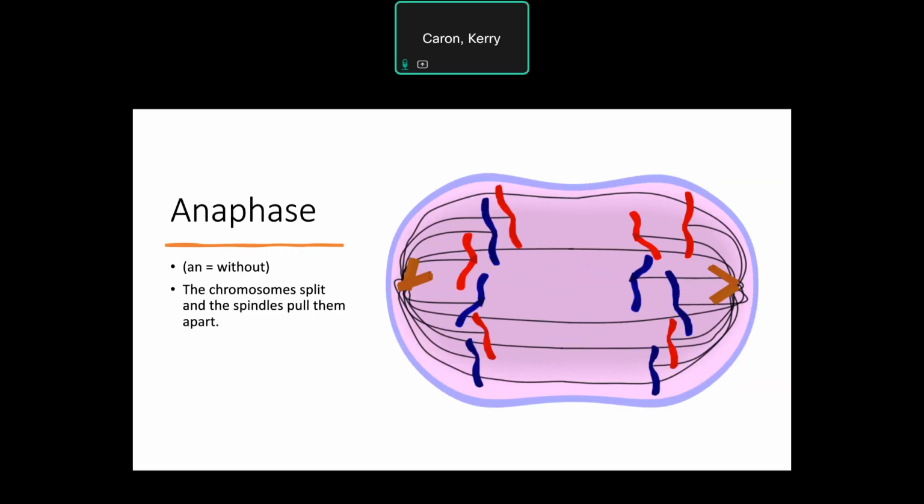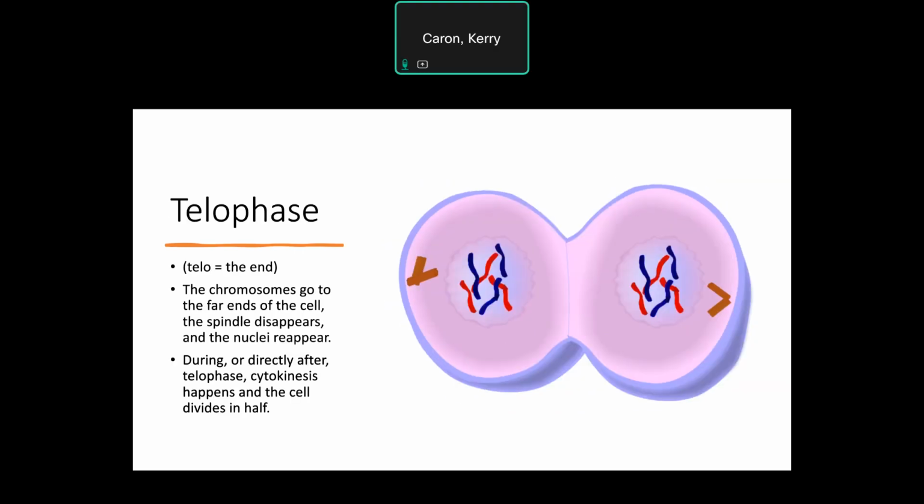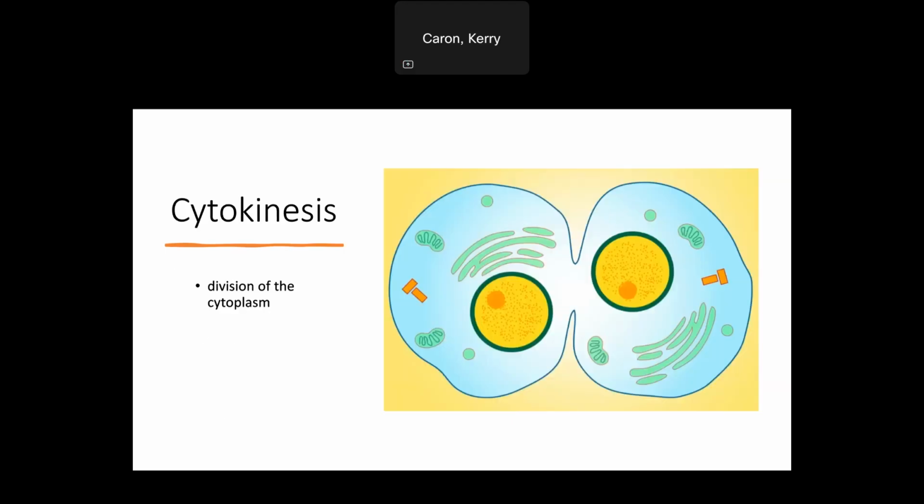In anaphase, you have pulling apart. Those spindles are starting to pull apart. Telophase is the end. The chromosomes go to the far end of each side, kind of looking like two different cells. It's still one cell. After telophase, cytokinesis happens where the two cells cleave in half. You have the division of the cytoplasm, and they squeeze and pinch off.